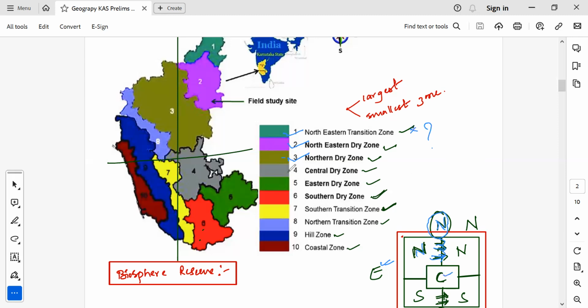Central part, central zone. Then this is the eastern dry zone. See, dry. Most of the area in Karnataka is very prone to drought. Then remember the southern zone. We are not linking any east because it is the south part. Southern dry zone, of course, dry. Karnataka is all dry, that's why it is a dry zone.